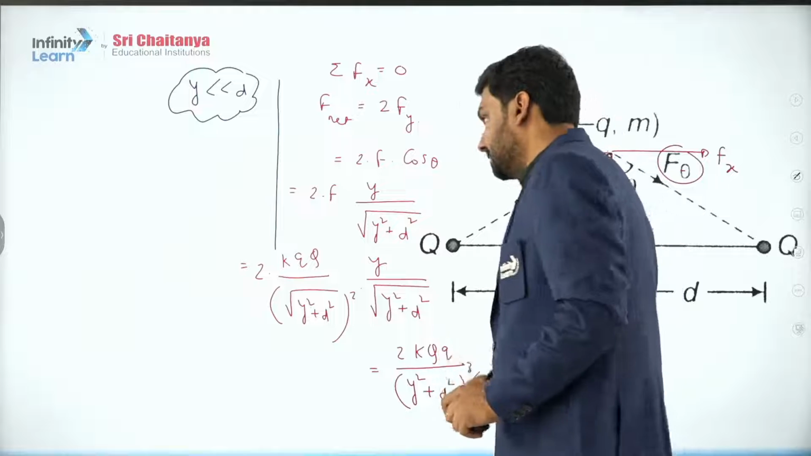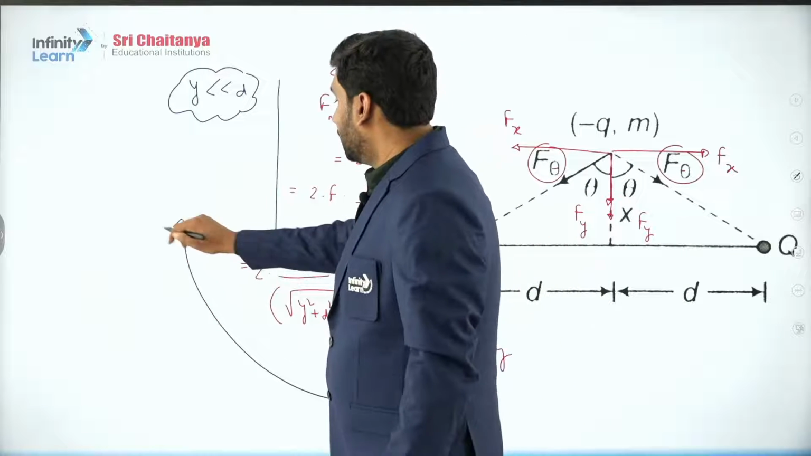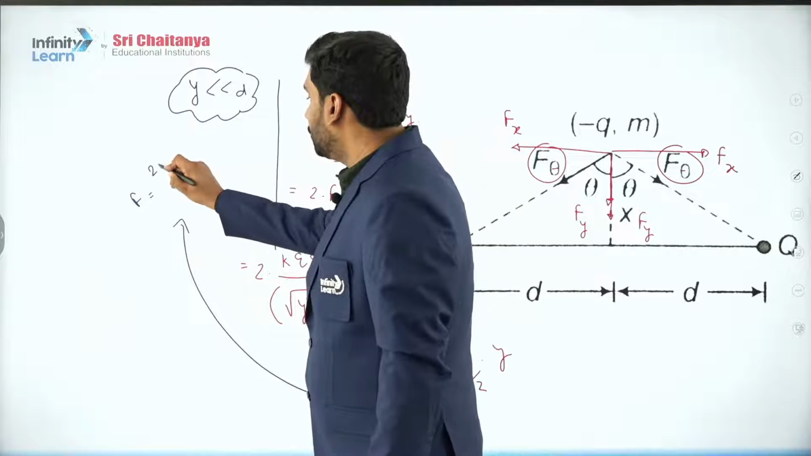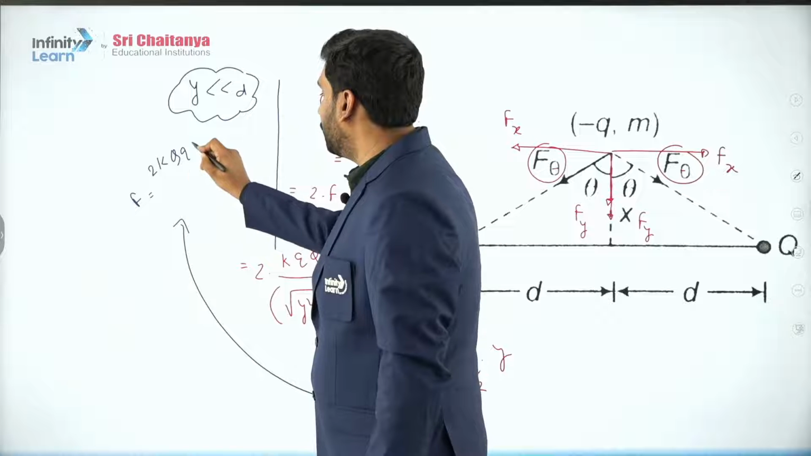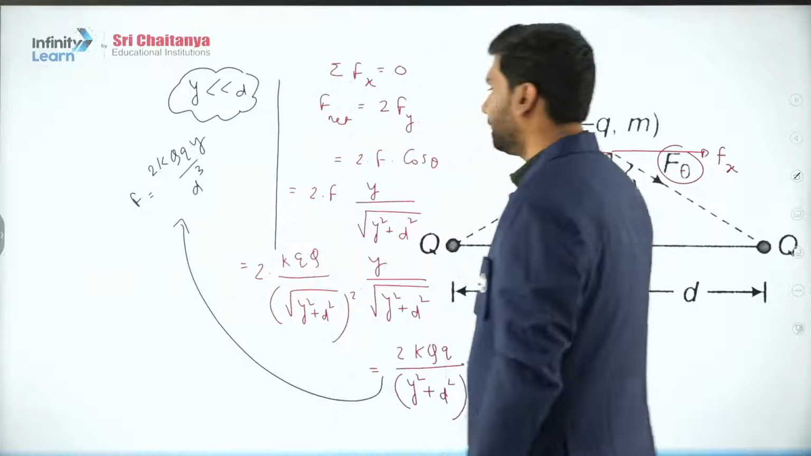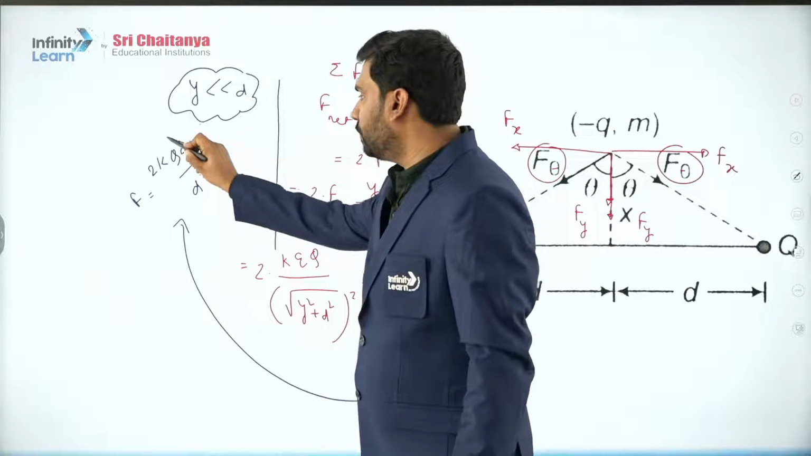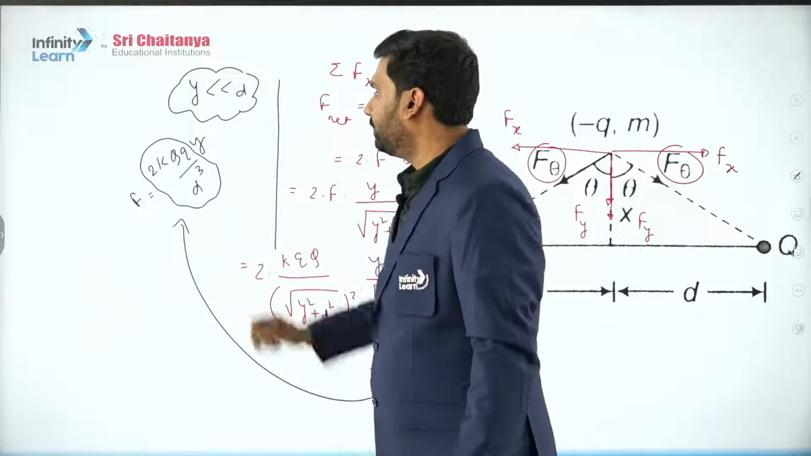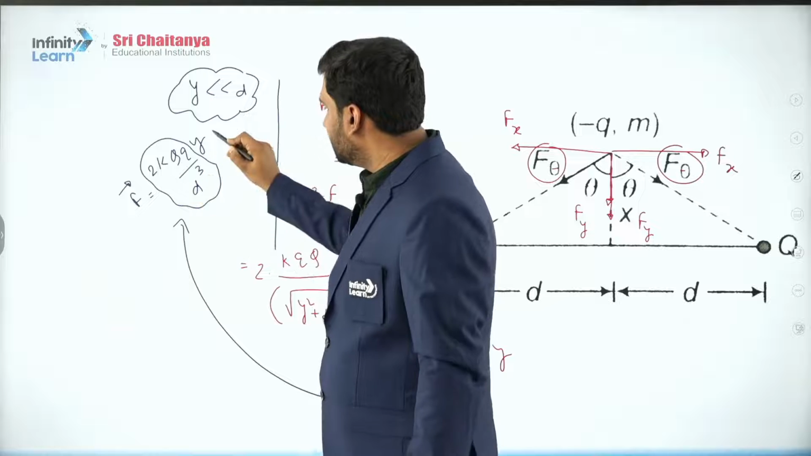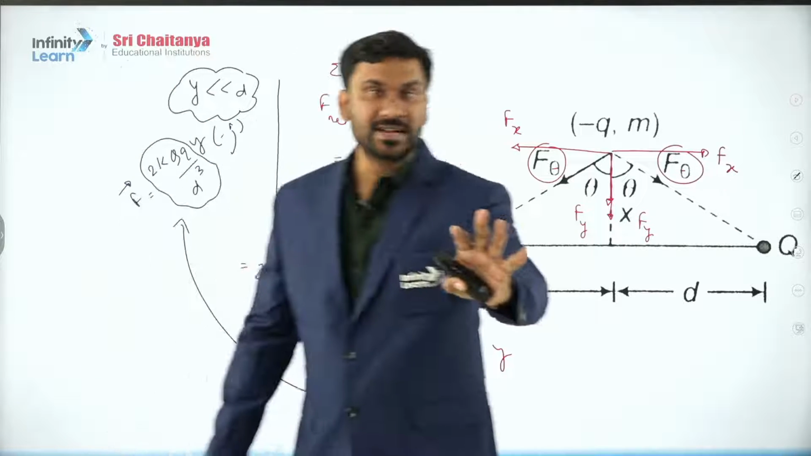So if that is the case, then what am I going to get? The same equation will be curtailed to f is equal to 2k capital Q into small q into y divided by d cube. Now this is pretty interesting, because if you remove this term and put a vector notation over here, this is along minus j cap. So that's pretty interesting. Hold on.